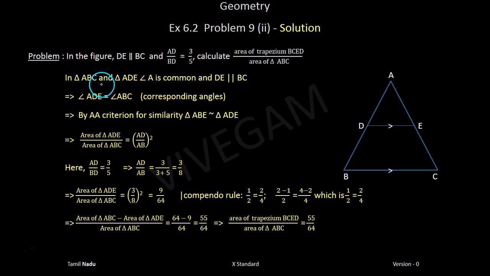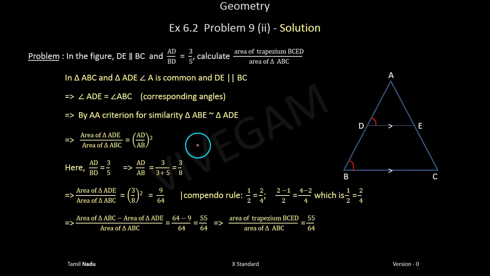Right. So in triangle ABC and triangle ADE, angle A is common and DE is parallel to BC. Which means this angle and this angle are equal. Am I right? These two are corresponding. So for these two triangles, the smaller triangle and the bigger triangle, this angle is common and this angle is equal to this angle. So by AA criteria, these two triangles are similar to each other. Right? So that step is done.